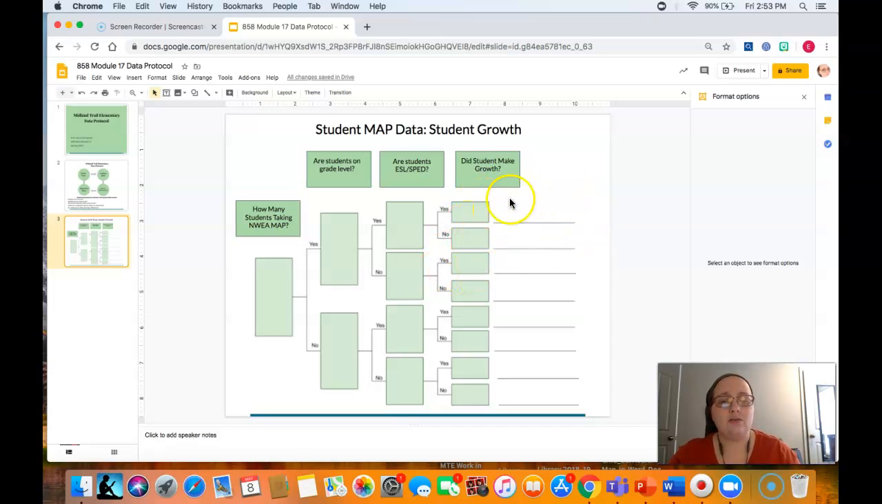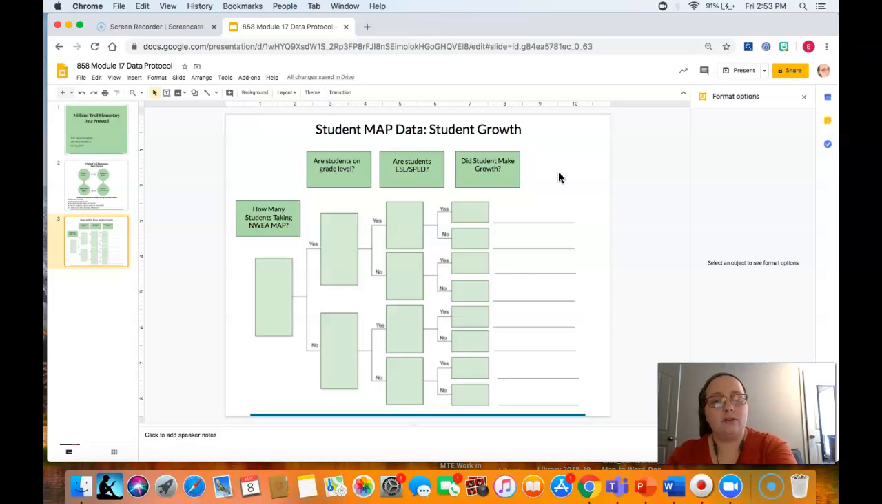If a student that is ESL or SPED even makes 1 point of growth, that's wonderful. That is a celebration. Not everyone grows at the same time and the same speed, so we really want to make sure that we are celebrating every piece of growth we can. This can definitely be adapted to any sort of data table. I think it's really important.